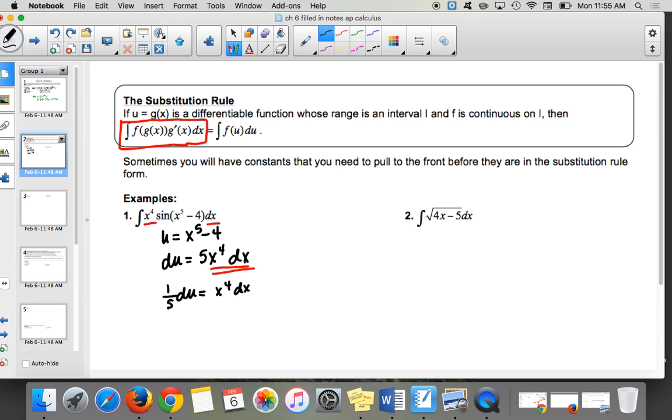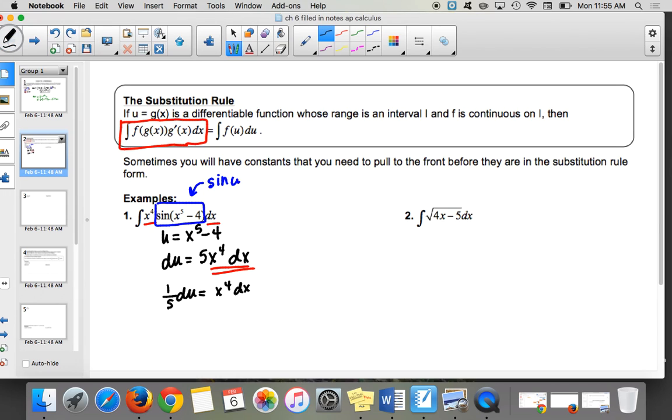Why would you do that? Because we want to get exactly what we're trying to replace. This is going to be the sine of u part. You see the sine of u? So that's going to be sine of u. And then everything that's not accounted for, we need to replace. So that x to the fourth dx needs to be replaced by something. So what is it equivalent to? Well, it's the same as 1/5 du.